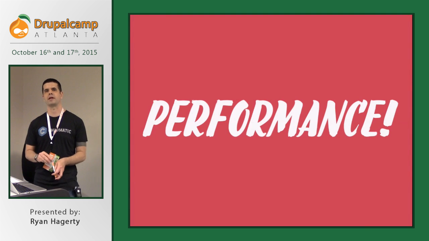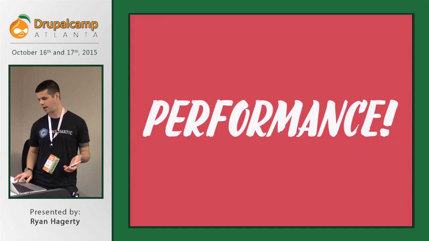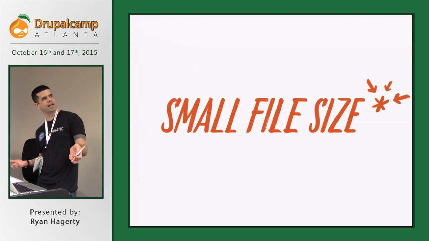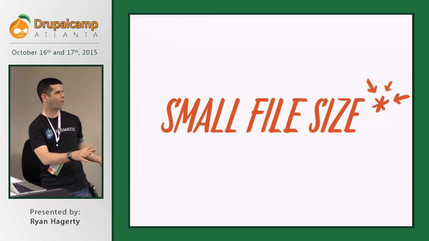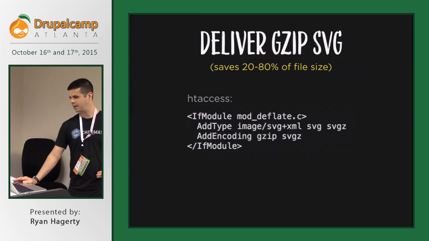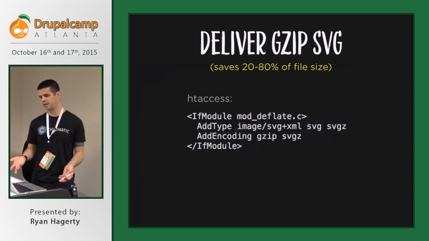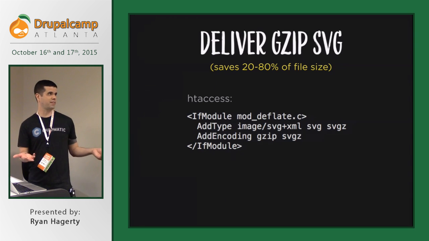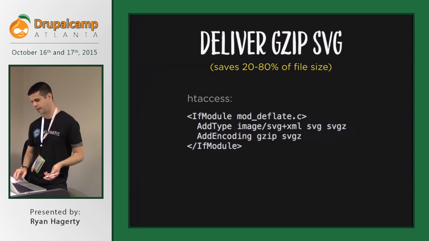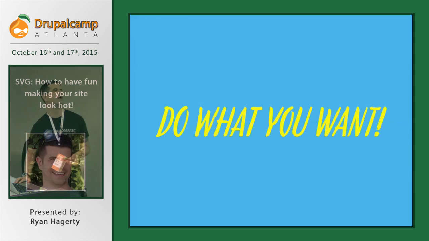SVGs are super performant. They're really cheap for the browser to display, and almost always a super small file size. You notice the asterisk? I'll give an example of one that is not small at all, to give you an idea of how to work with that. You can also deliver SVG via gzip from the server. You can save another 20 to 80% of your file size delivering that way. So that's pretty cool.